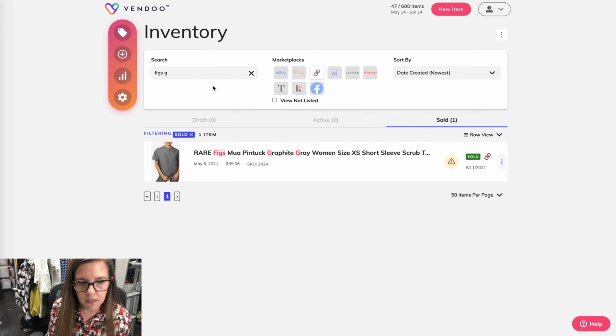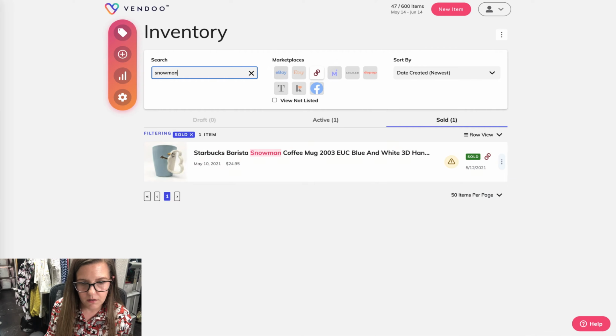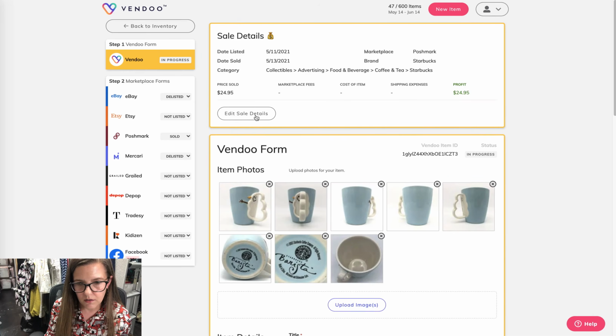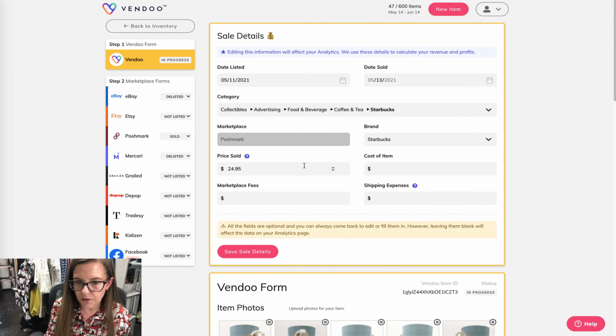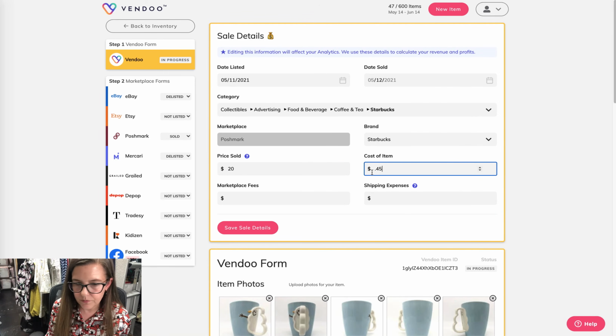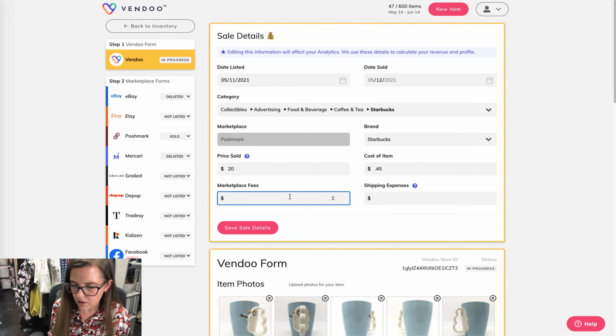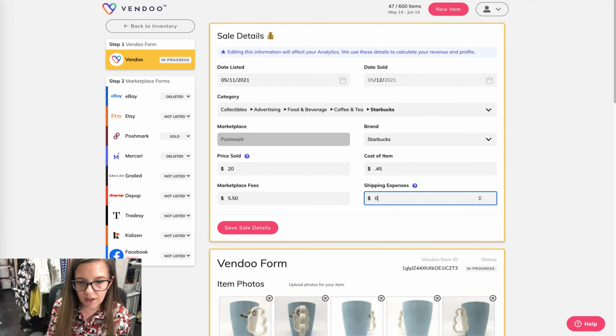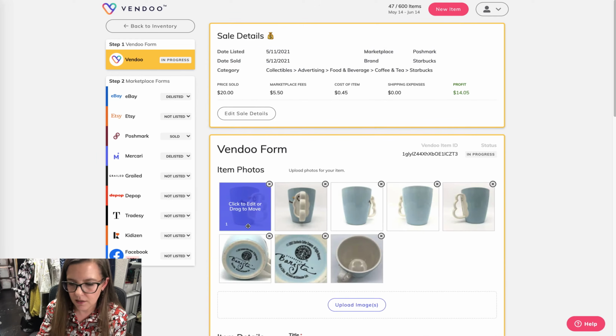Snowman Starbucks mug. This sold on the 12th, and it sold for $20. Cost us 45 cents. $5.50 fees, $0 shipping. Love selling coffee mugs on Posh. No shipping. $14.05. If we would sell that on eBay, we would have made like $8. I don't know any better way to explain it, but shipping coffee mugs is a BS.